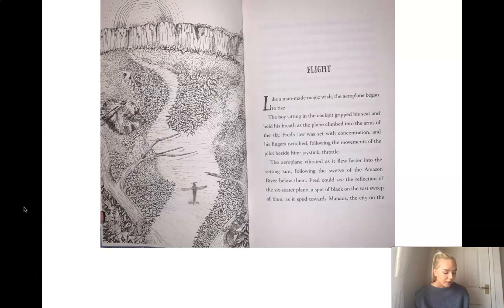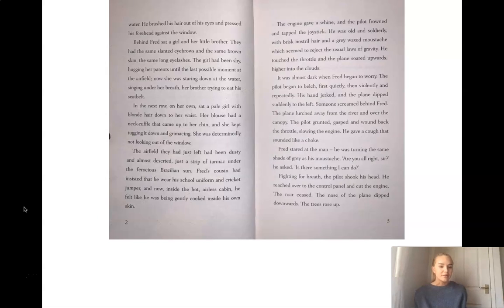The aeroplane vibrated as it flew faster into the setting sun, following the swerve of the Amazon River below them. Fred could see the reflection of the six-seater plane, a spot of black on the vast sweep of blue, as it sped towards Manaus, the city on the water. He brushed his hair out of his eyes and pressed his forehead against the window.